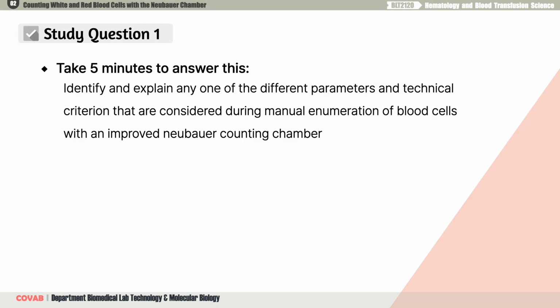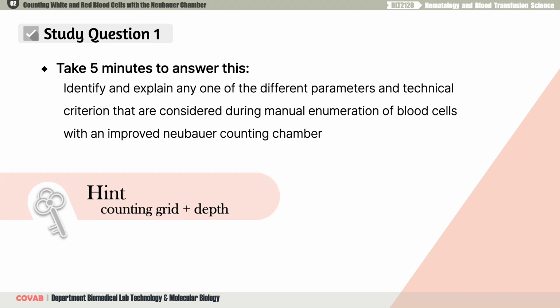Let's review what we've just studied. Let's look at study question 1. Identify and explain any one of the different parameters and technical criteria that are considered during the manual enumeration of blood cells with an improved Neubaur counting chamber. As a hint, consider the counting grid and the depth of the chamber. This typically is a take-home exercise.